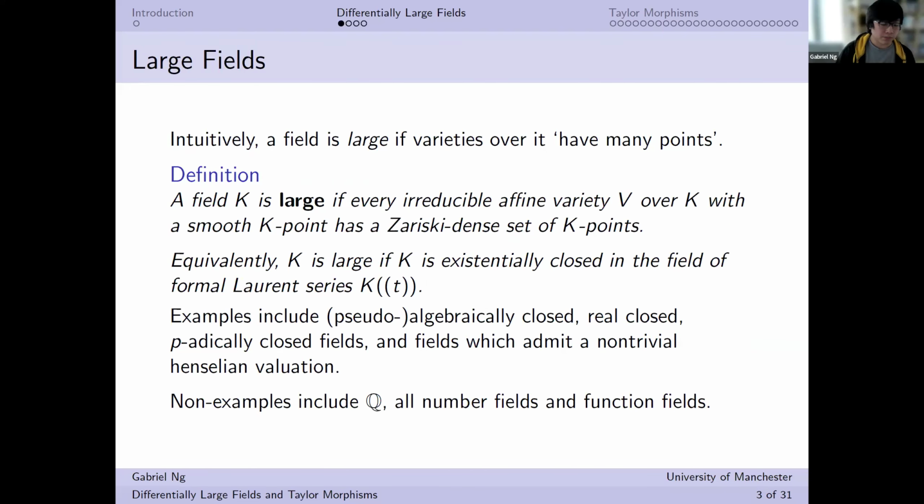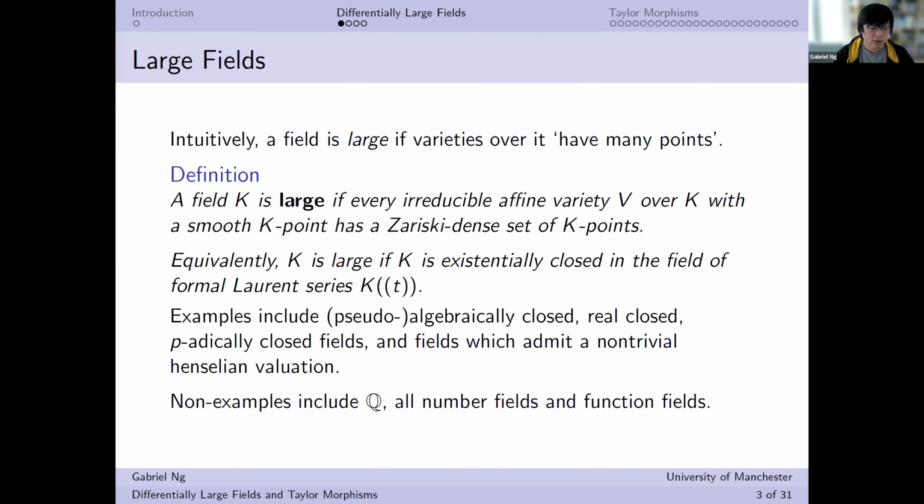Okay, so what is a large field? In some sense, a field is large if varieties over it have many points. More precisely, this means that every irreducible affine variety V over this field K, which has a smooth K point, has a Zariski dense set of K points.